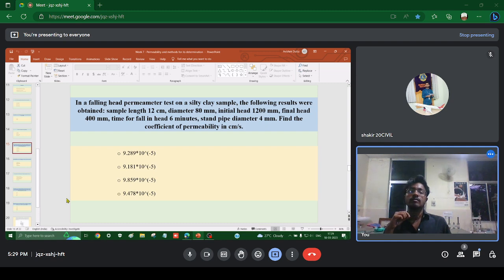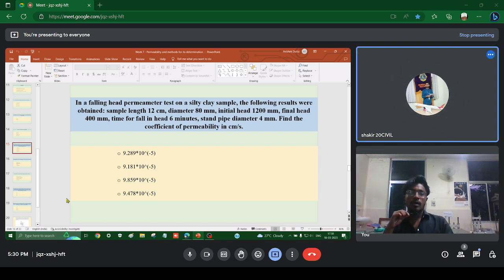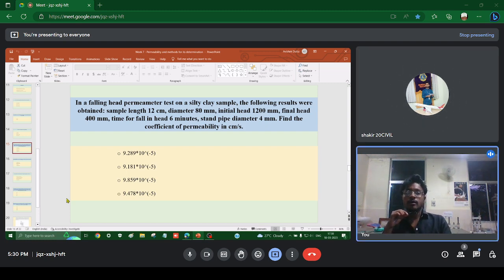Initial head was 1200 millimeter. Final head is 400 millimeter. Time for fall in head is 6 minutes, and the standpipe diameter is 4 millimeter. You have learnt the falling head test in theory, right? Yes, sir. Okay. So find the coefficient of permeability of the soil in centimeter per second.